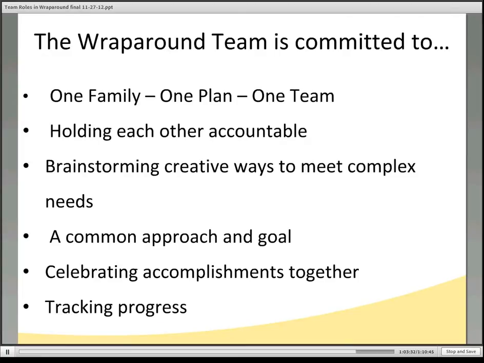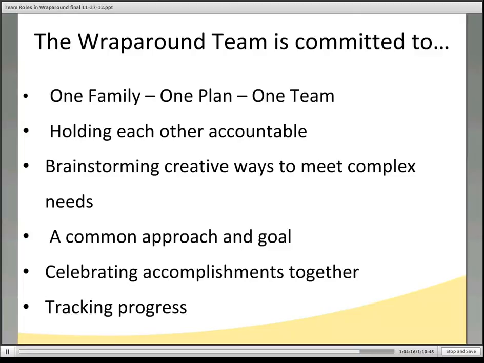And the team is also committed to brainstorming creative ways to meet complex needs. I think the team sometimes gets caught up in big behaviors, and we need to step back from that a little bit, again, ensuring safety, and I don't want to take that away from families. But we also need to recognize that sometimes we're so busy reacting to big behaviors that we forget to look for that underlying need, and we think that we can't be creative in the strategies that we use, and we can. And so having that commitment to say, wait, hold on just a second, let's go back to this process and see where we are.